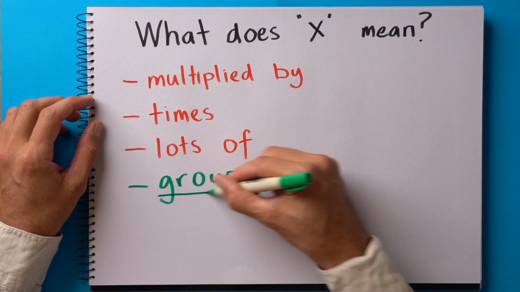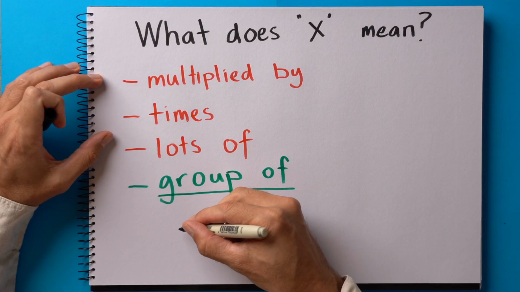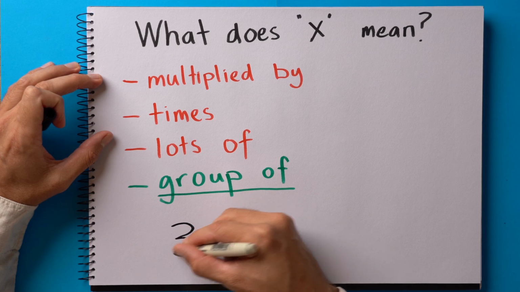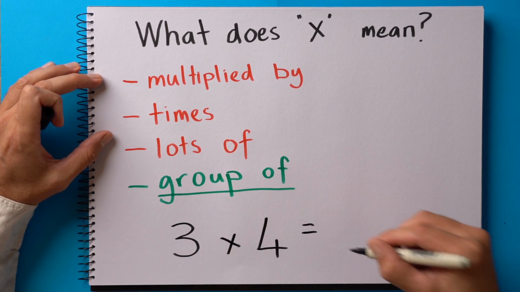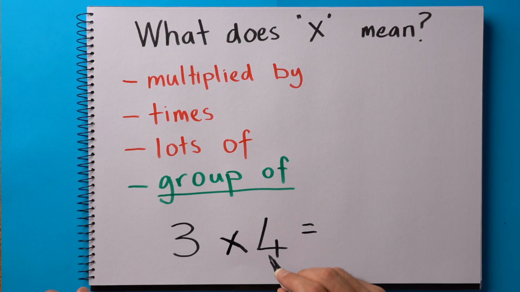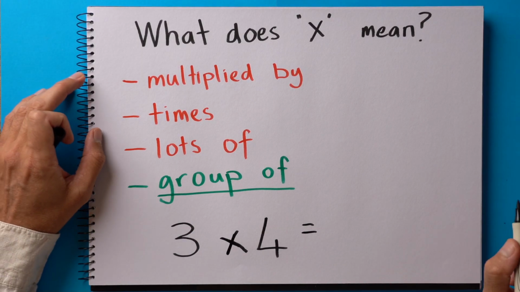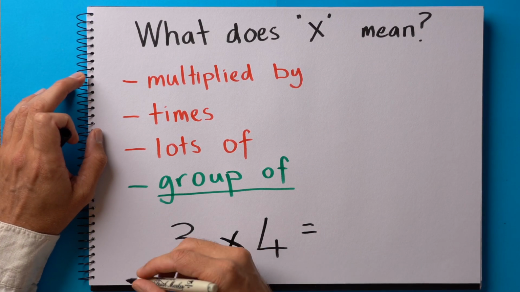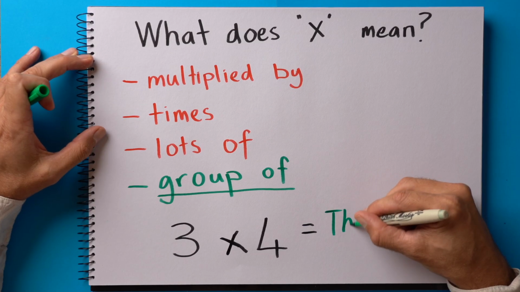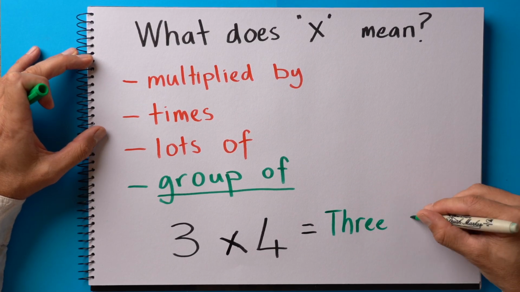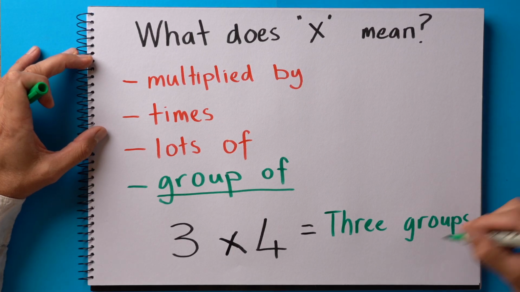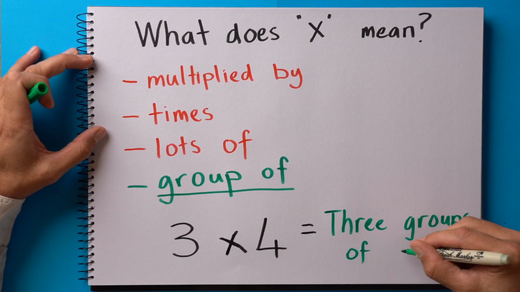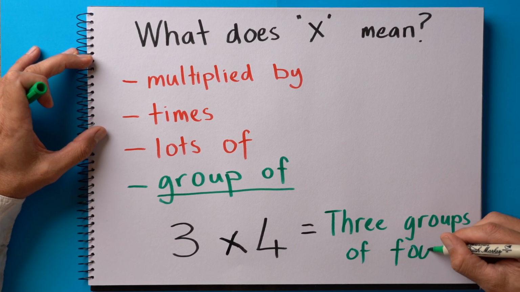groups of. When we see something like this, three times 4 equals, let's think of that as 3 groups of 4.